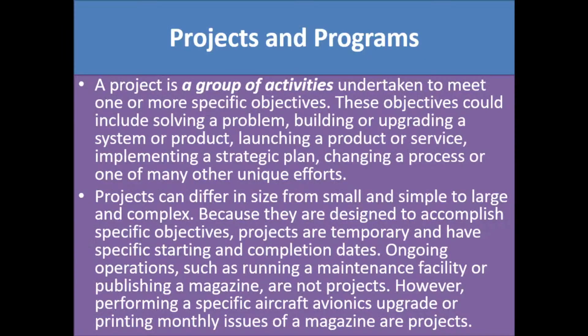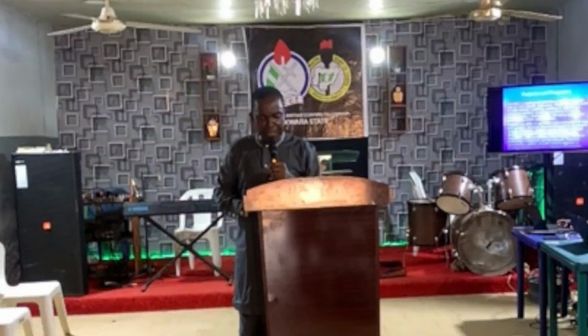So we said a project is temporary and has a specific starting and completion date. Ongoing operations, such as running a maintenance facility or publishing a magazine, are not projects. However, performing an aircraft avionics upgrade or printing a monthly issue of a magazine are projects. We say limited, specific performance time frame and objective are how a project differs from a program. A program is ongoing and is a larger effort, from 5 years. So what we have here covers program, project, and product. Let's look at an example of a project and a program.